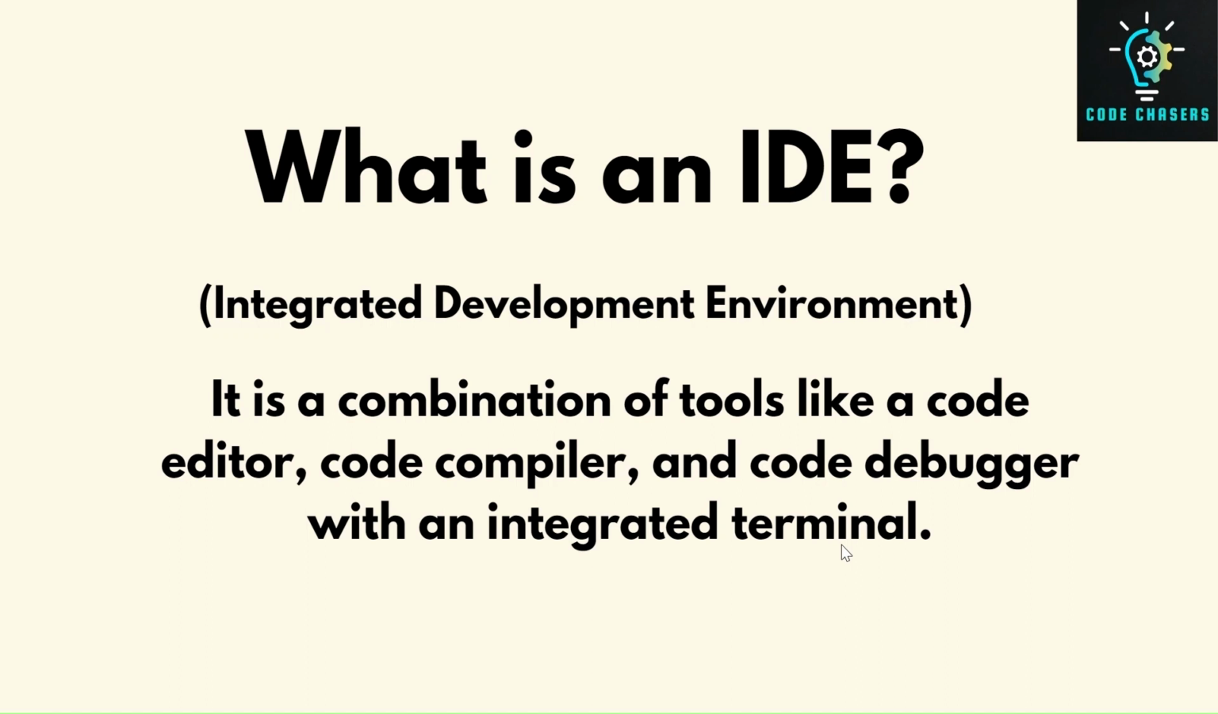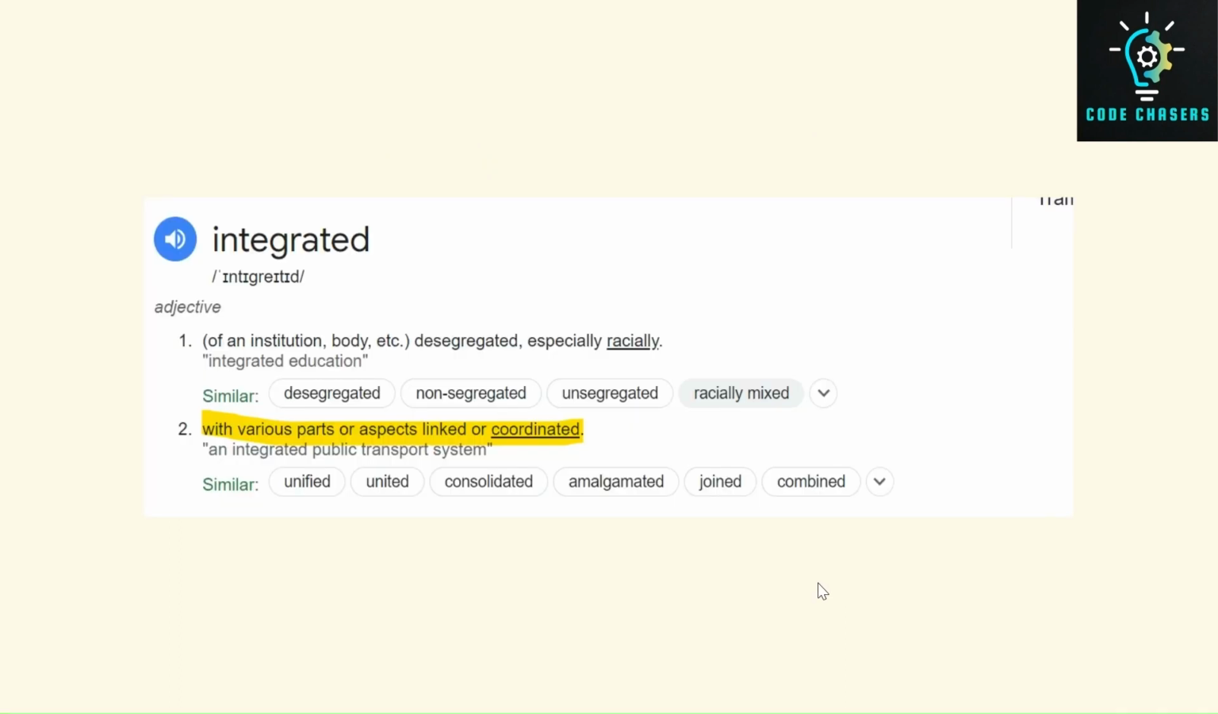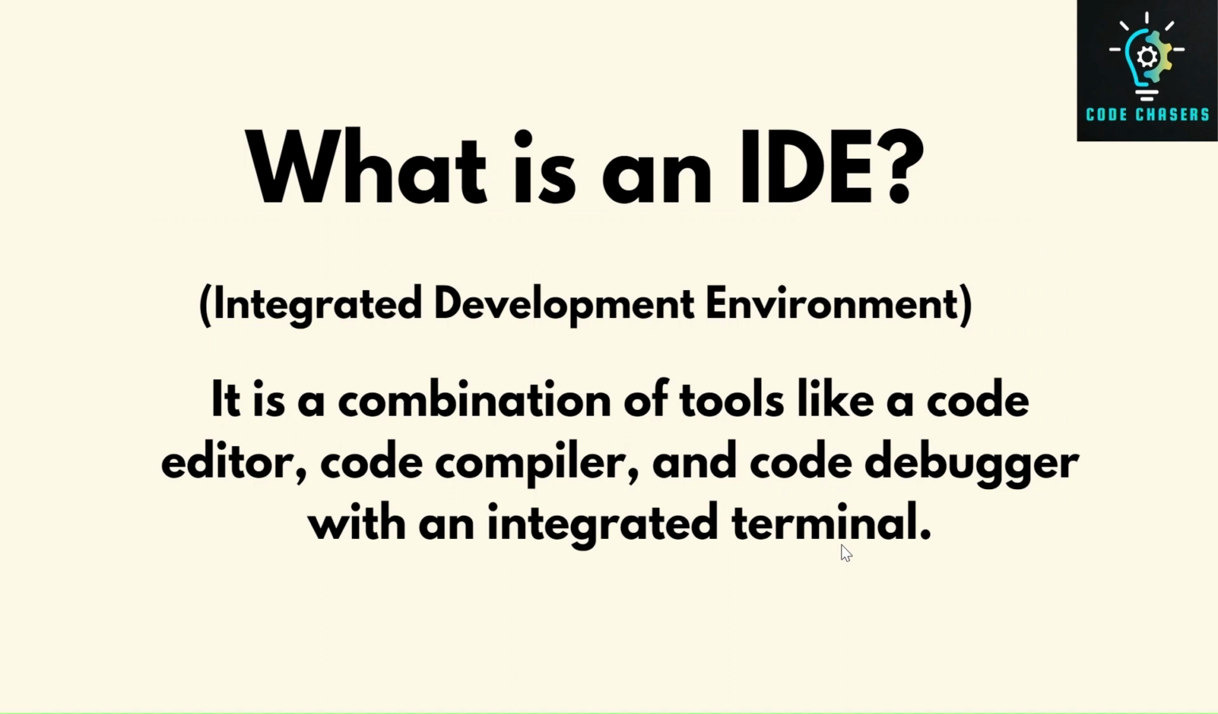Integrated. What is the meaning of integrated? As per the English dictionary, integrated means with various parts or aspects linked. Here in integrated development environment, that is IDE, what were those various aspects? Those aspects are code editor, code compiler, and code debugger linked with an integrated terminal. That means we can write code at one place, at the same place we can compile the code, and at the same place we can debug the code.